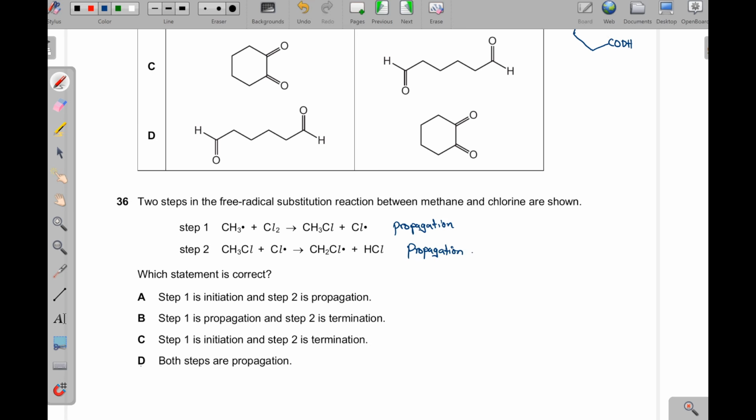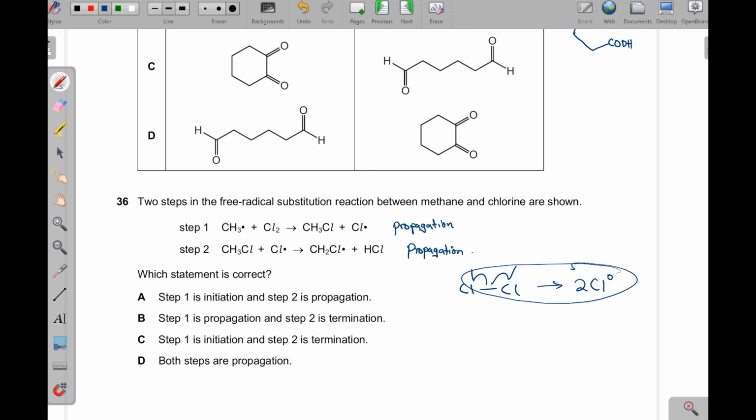Now look at what they are asking here. Which statement is correct? Option A, step 1 is initiation and step 2 is propagation. No, that is out. Initiation, we see chlorine as a molecule, okay, breaking homolytically. So it breaks like that, and then you get the 2 radicals. Then the radicals here will attack a molecule, okay? They will attack that organic molecule, and then they produce another molecule, then another radical. Now propagation is there. So this is initiation.